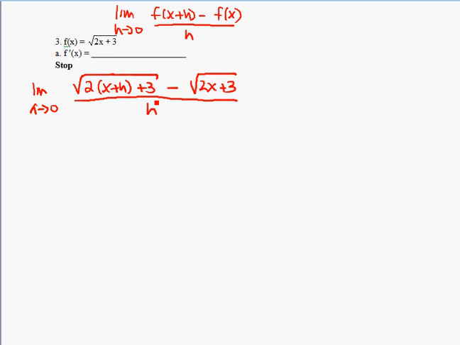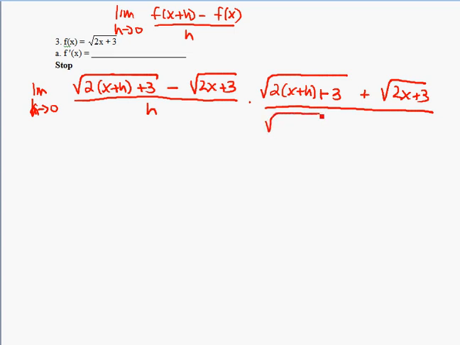Just like with limit problems back in your limit section, when you have a radical, a lot of times it's convenient to multiply by the conjugate. So in this case, the conjugate is the square root of 2 times x plus h plus 3 plus the square root of 2x plus 3, all over the same thing. The convenient thing when you're multiplying by the conjugate is you lose your middle term, so it's really just this one times this one, so the radicals cancel.